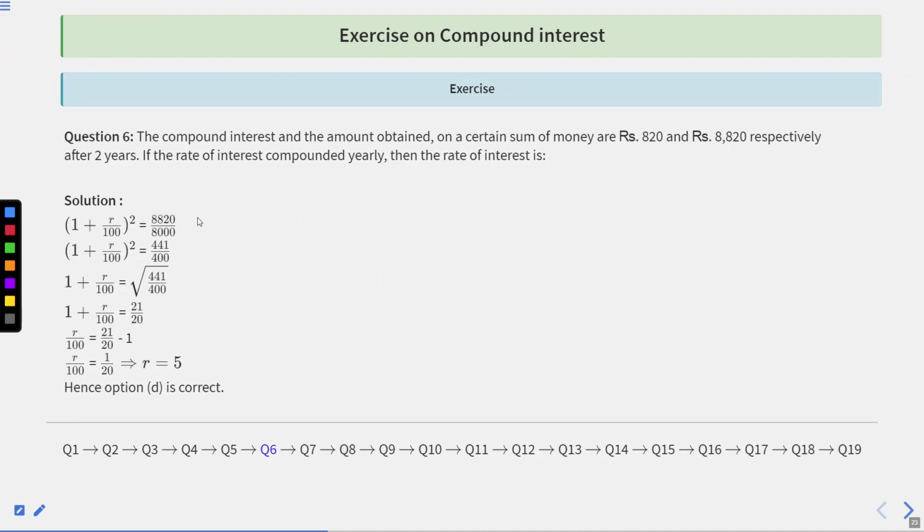So when you simplify this, you will have 1 plus r upon 100 whole square equal to 8820 upon 8000. Taking the root of both sides, you will have 1 plus r upon 100 equal to 21 upon 20. So when you simplify this further, you can obtain the value of r, which is 5. So the correct option here will be option D.